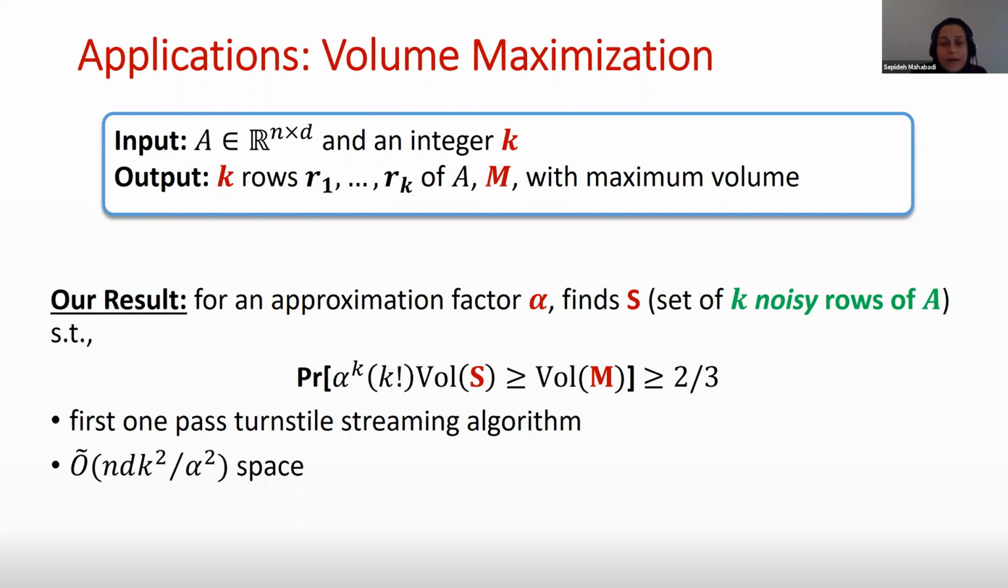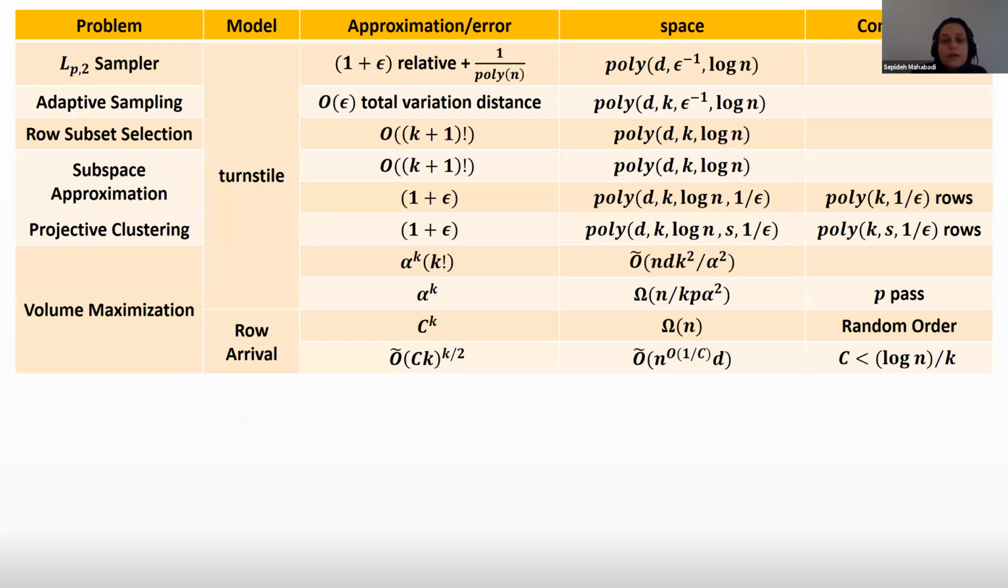Okay, so with that, let me conclude the talk. Basically here, we show that we can have a sampler, an LPN2 sampler, that gives us a small 1 plus epsilon relative error plus a very small additive error. And the space usage of the algorithm is polynomial in d, 1 over epsilon, and log n.